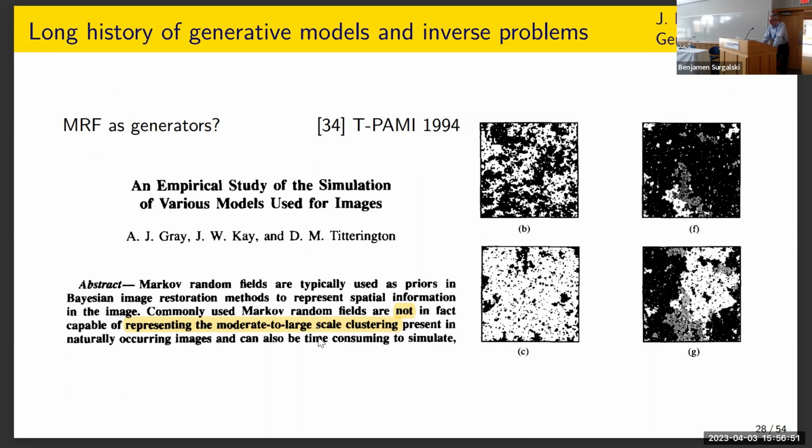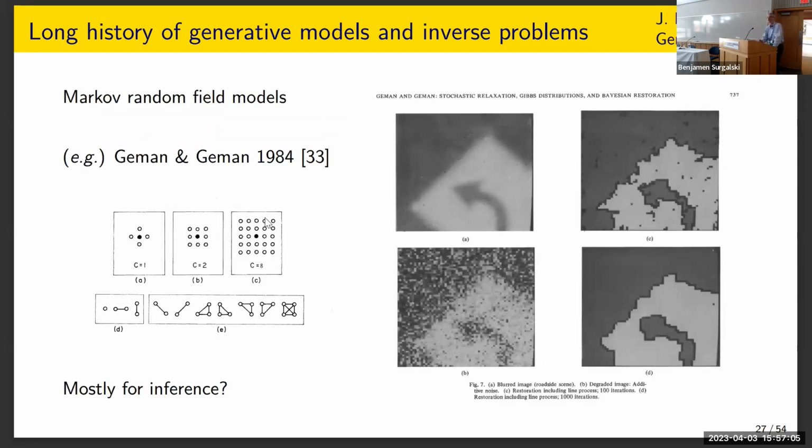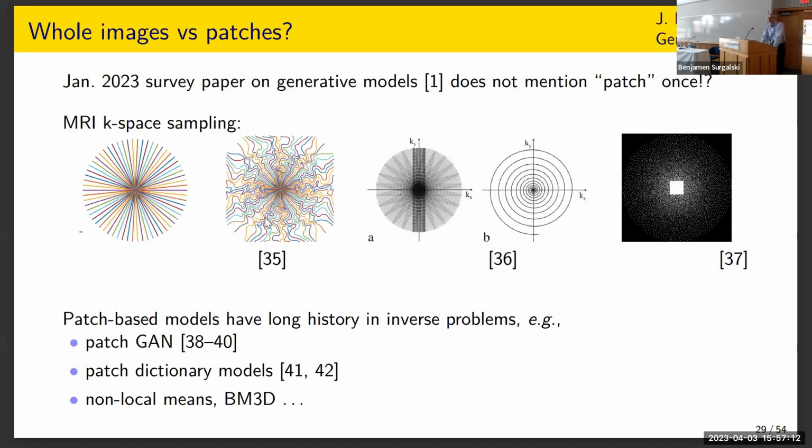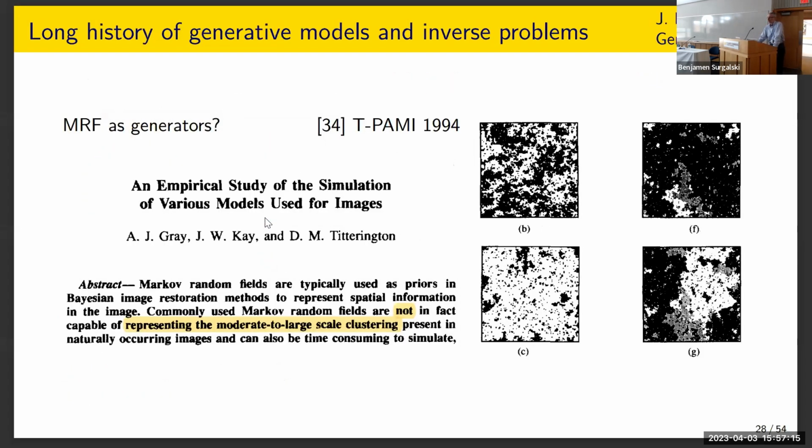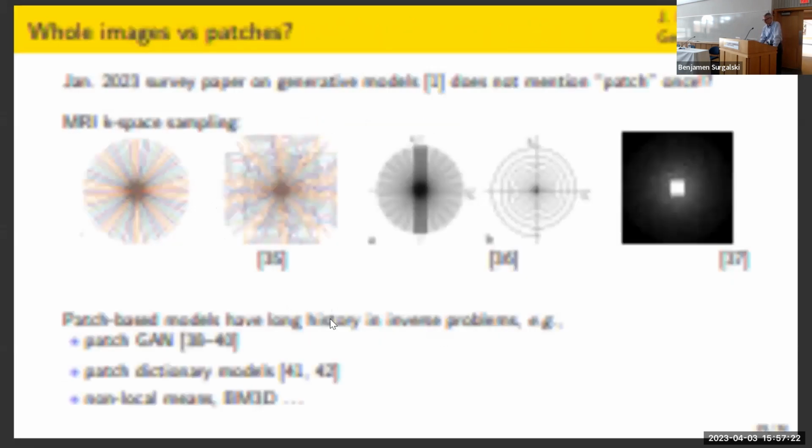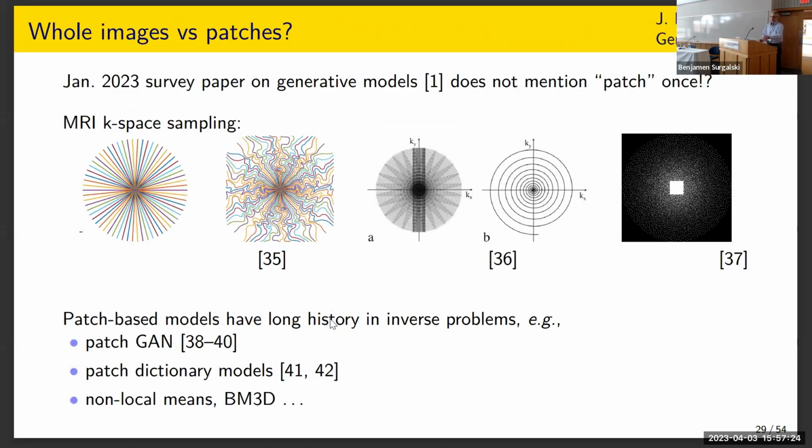And in the abstract of the paper, they say these common Markov random fields are not capable of representing the moderate to large scale clustering that's present in naturally occurring images. And these are some of the samples that they drew from these distributions designed by Markov random fields using these very small base elements, cliques of pixels. Now, in my scientific applications, I don't need moderate to large scale features because my imaging system already gives that.